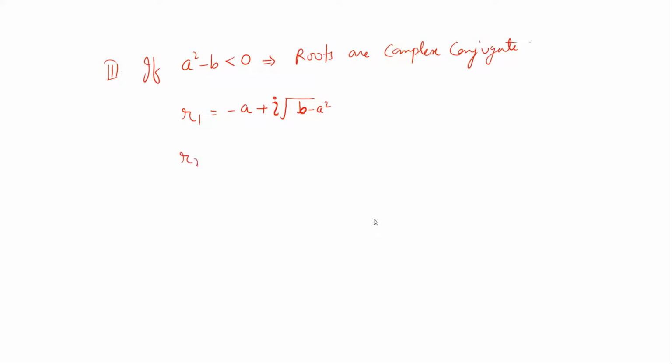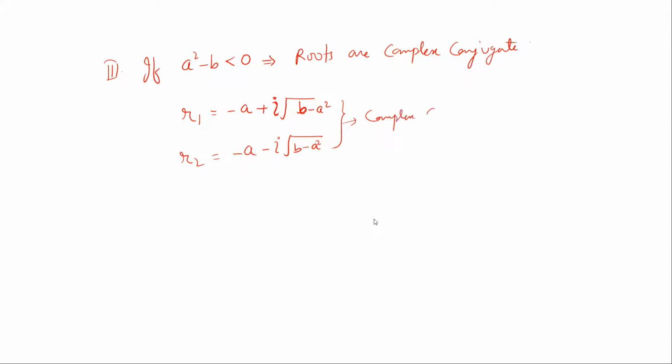And now in the third case, if a square minus b is less than 0, we can say that roots are complex conjugate, which means r1 is equals to minus of a plus iota times, meaning the imaginary number times, the square root of b minus a square, and r2 is equals to minus of a minus iota times the square root of b minus a square. So these are the two roots which are complex conjugate to each other.